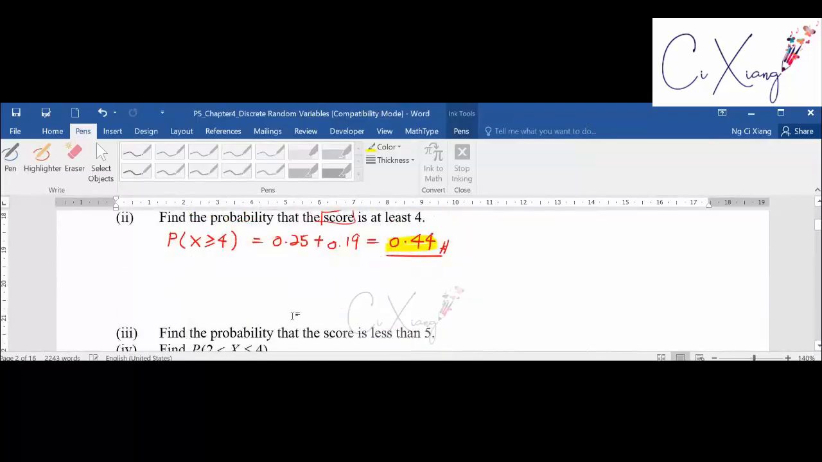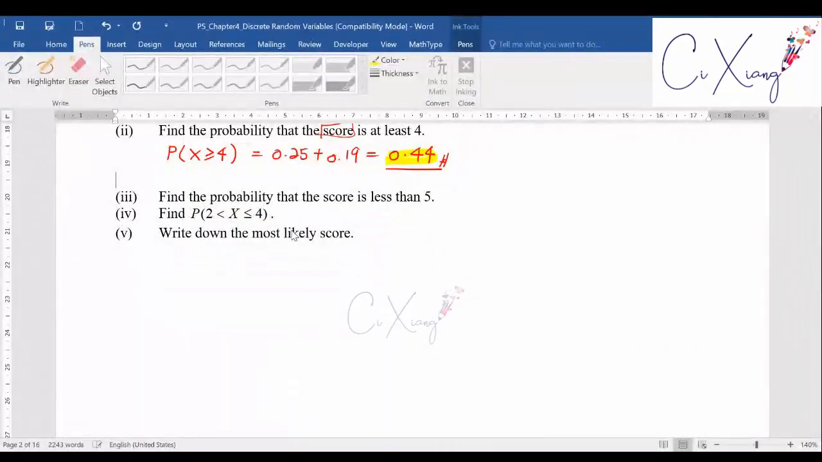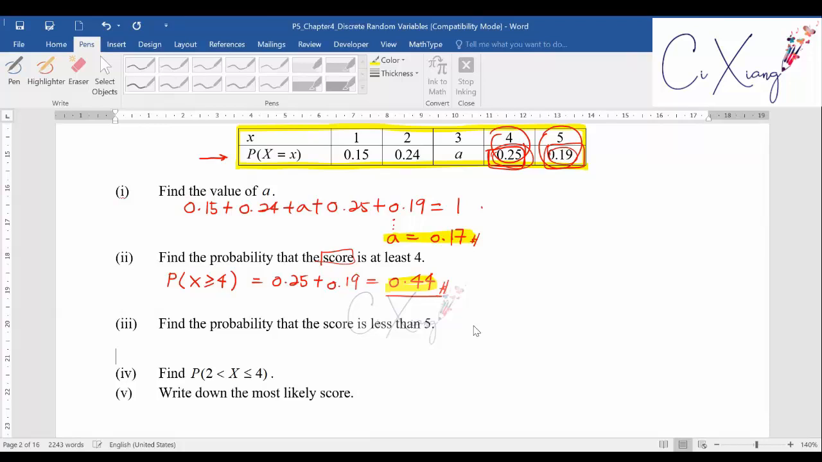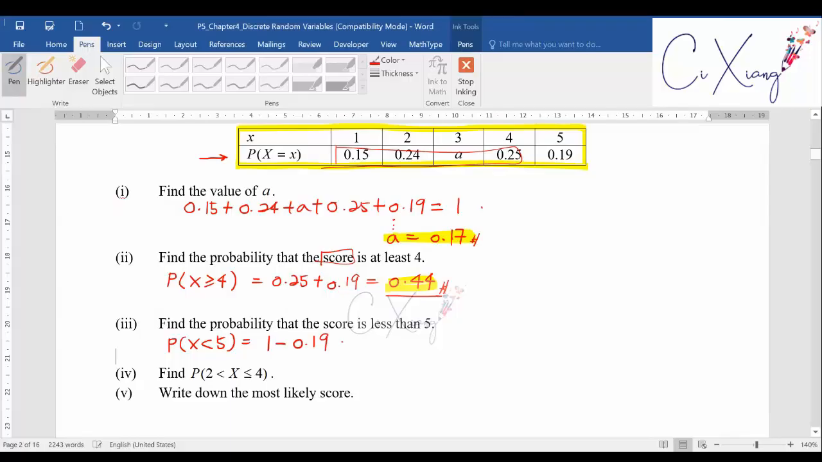Then how about the next one, part number 3? They want a score which is less than 5. Less than 5 means the score can be 1, 2, 3, and 4; 5 is not included. Either you add all the probabilities for 1, 2, 3, 4 together to get the answer, or you can just take 1 minus 0.19, which is 1 minus the probability of x equals 5. This is shorter, I think. So you should have 0.81.